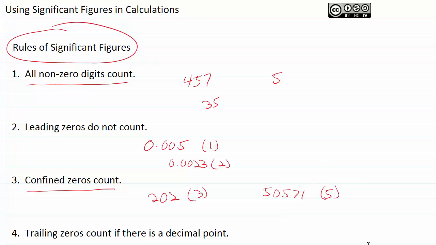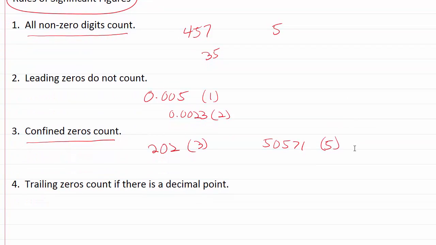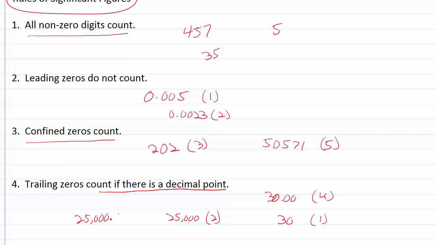Okay? And then the last one, which is a little bit ambiguous: trailing zeros count if there's a decimal point. And so we have to look at the number. 30.00, 4 sig figs. 30 has 1. 25,000, 2 sig figs, no decimal point. 25,000 with a decimal point, and I've got 5 sig figs. So be careful with that. Look out for that decimal point.